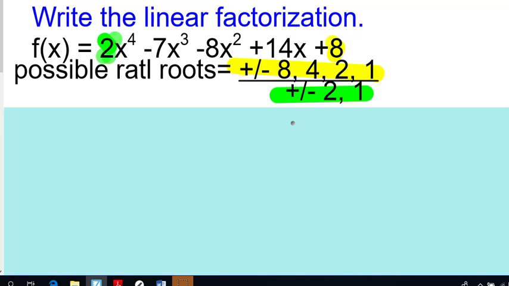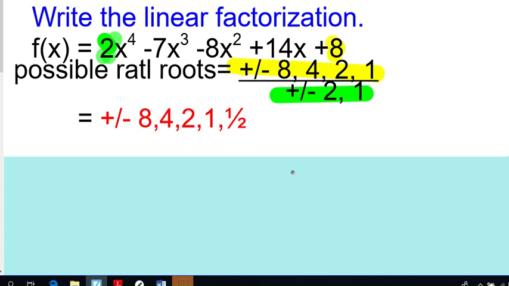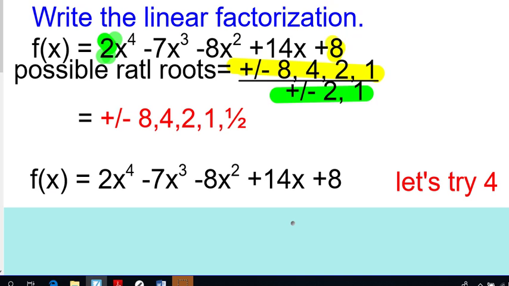Then I look at the leading coefficient, which is 2, and I write out its factors, which are just 2 and 1. Next, I just simplify that giant fraction, and I write out what all the possible roots are. So I've got plus or minus 8, 4, 2, 1, and 1/2. So you may remember from last year that this is a little bit of a guessing game. It looks like I've got 10 different roots to try.